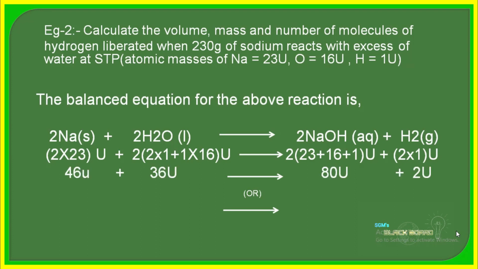While calculating, we get that 46 units of sodium react with 36 units of water to give 80 units of sodium hydroxide, and 2 units of hydrogen are produced. If we see all these in grams, 46 grams of sodium reacts with 36 grams of water to give 80 grams of sodium hydroxide, and in this reaction 2 grams of hydrogen is produced.